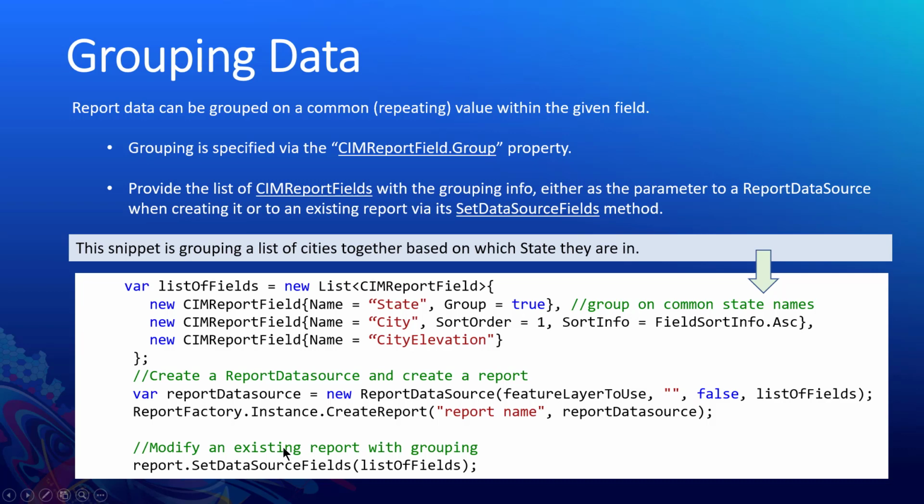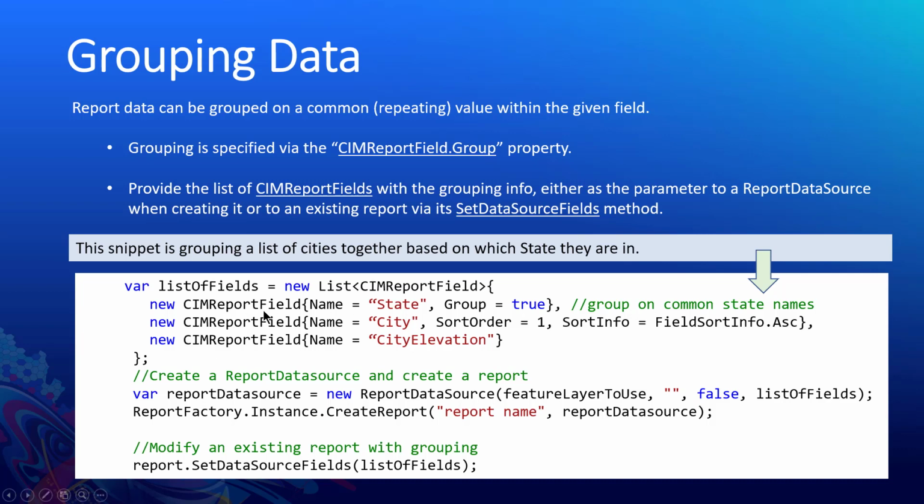Report data can be grouped on a common repeating value. Grouping is specified using the SimReportFields Group property. Like sorting, grouping is specified by providing a list of fields with the grouping info. You specify this list of fields either to the report data source constructor, or you can use the SetDataSourceFields method on an existing report and pass in the list of fields. The code snippet here on this slide shows this.